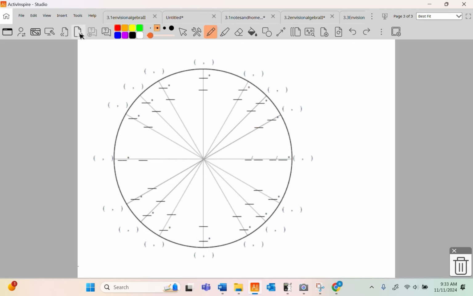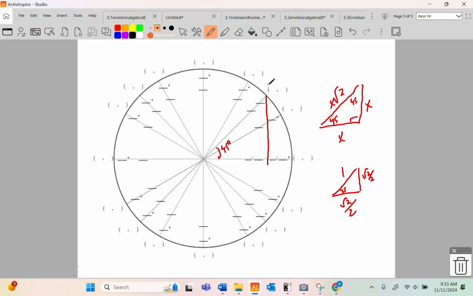From here, I'm going to look at the next angle, which happens to be a 45-degree angle. And the pattern we teach in geometry for a 45-45-90 triangle is x root 2. But since I have a radius of 1, that makes these pieces root 2 over 2. So to get here, I have to go right root 2 over 2 and up root 2 over 2.